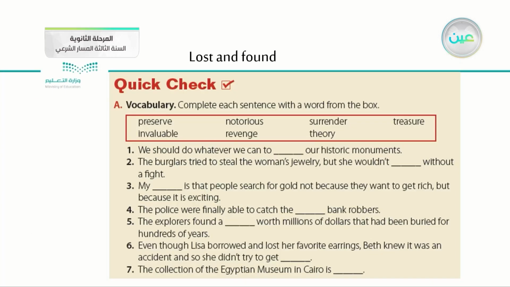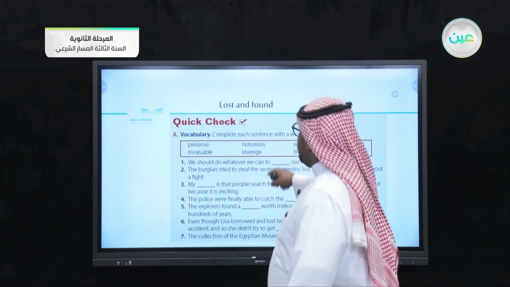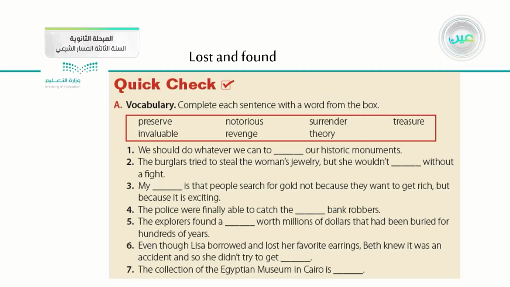For now, guys, we'll go over the exercise, which is very important. Of course, I'd like you to check the answers. We'll complete each sentence with a word from the box. Here we have some words, and we'll see which one of them suits the gaps. Let's do this together, guys. So we should do whatever we can to preserve our historic moments, okay? So this is the first answer, which is preserve.